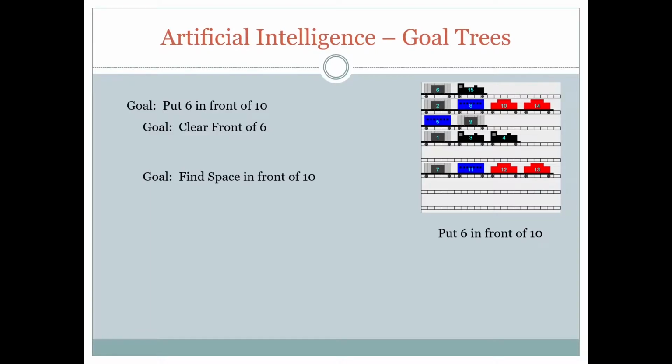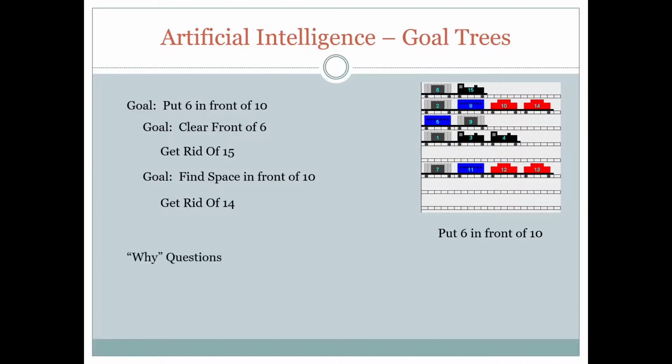Now you notice I've left a little space here because each one of these goals has sub-goals that it needs to accomplish in order to get them done. For example, how do you clear the front of 6? Well, you got to get rid of car 15. How do you find space in front of 10? Well, you got to get rid of car 14. This is a goal tree, as you can see.